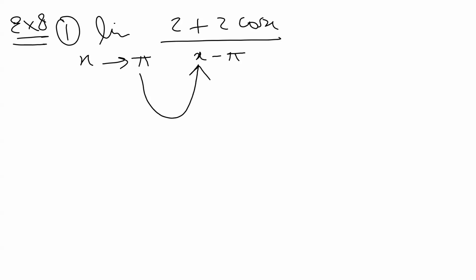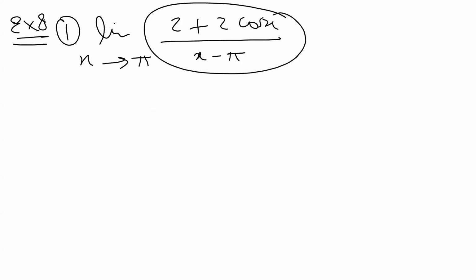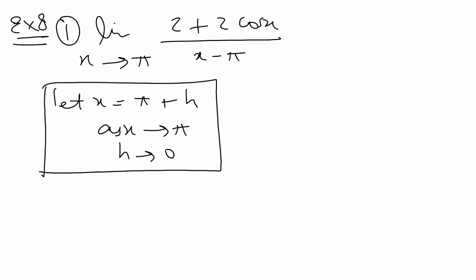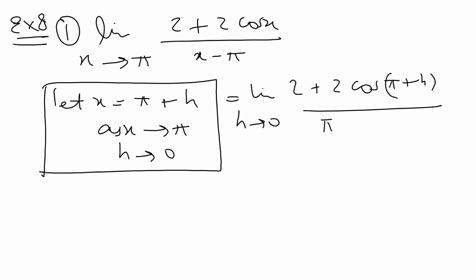If you put x as pi over here, pi minus pi is 0. Here we cannot do any simplifications by which we can avoid that 0 in the denominator. So let x is equal to pi plus h. As x approaches pi, h will approach 0. Okay. So this will be limit h approaching 0, 2 plus 2 cos pi plus h upon pi plus h minus pi.